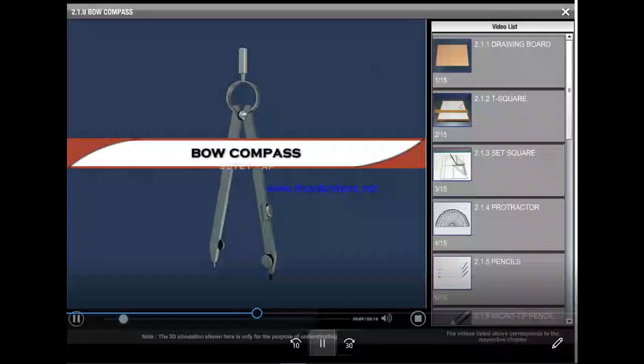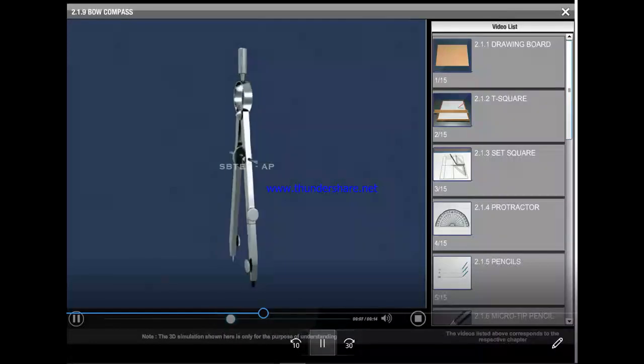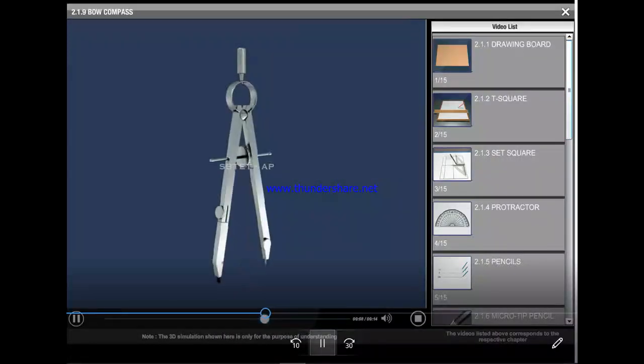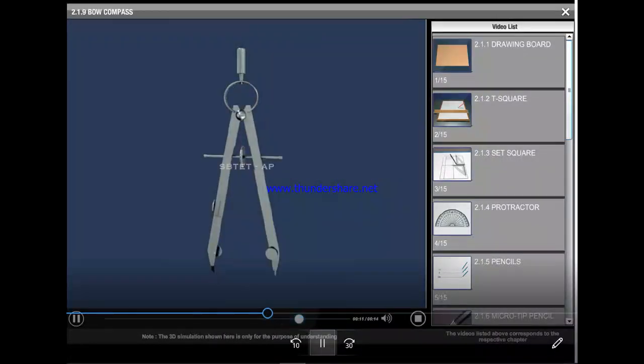In this video, we will see about a bow compass and its use. Bow compass is a simple device used to draw circles and arcs of smaller radii.